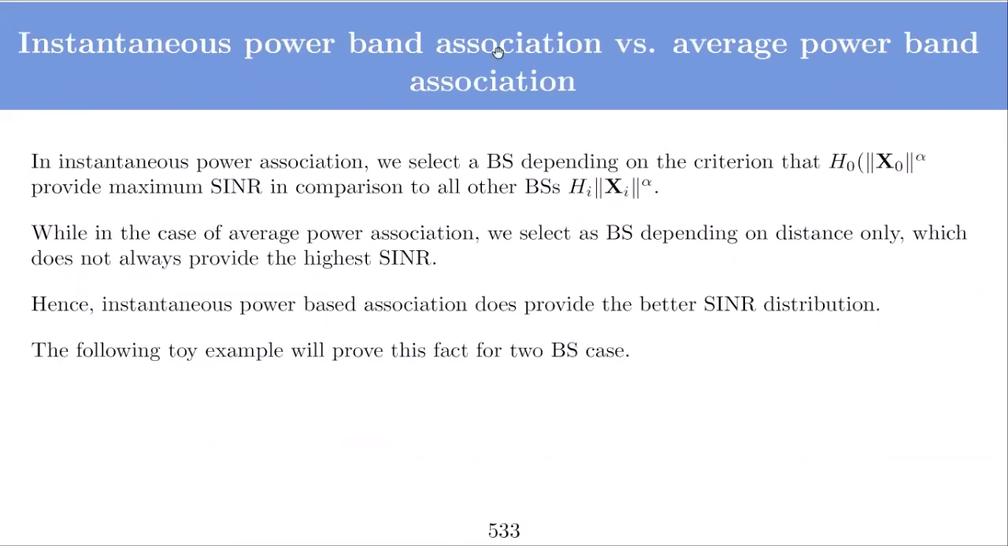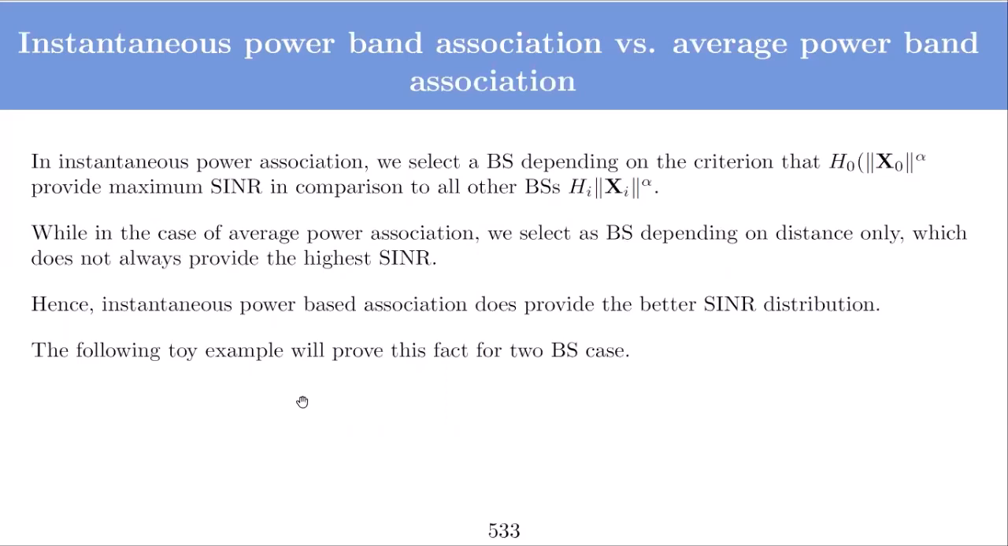Basically, if you want to compare, then you want to show that instantaneous power based association is better than average power based association. So you can construct a coupling argument to show that. In instantaneous power based association, we select a base station depending on the criterion that H0 times r0 to the minus alpha provides maximum SINR in comparison to all other base stations. While in the case of average power association, you select the base station depending on distance only. Okay, sometimes it may provide the highest SINR, sometimes it may not be the base station providing the highest SINR. It may happen that base stations which are far away have good fading and are providing you more coverage. Okay, so instantaneous power based association does provide the better SINR for all realizations.